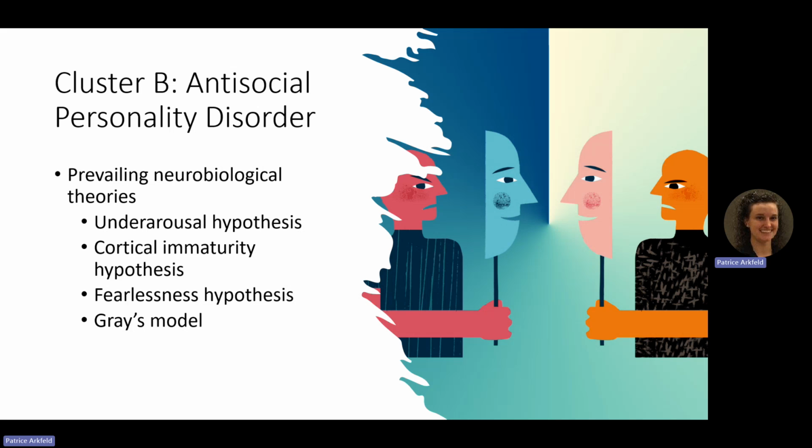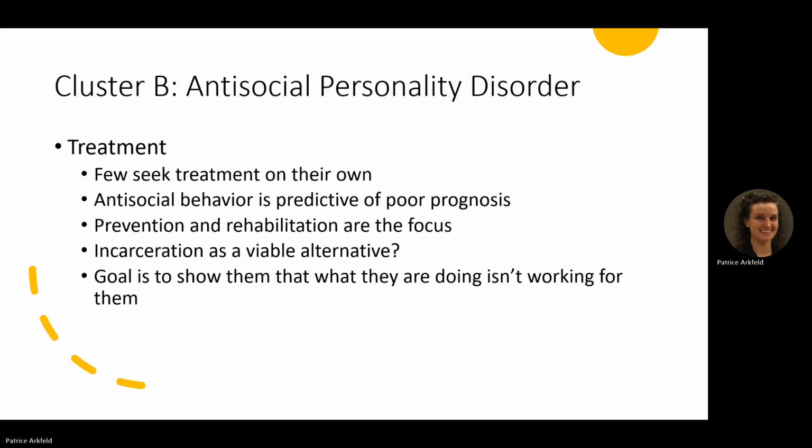Treatment for antisocial personality disorder is tricky because very few folks with antisocial personality disorder are going to go on to seek treatment. Antisocial personality behavior is predictive of a poor prognosis in treatment, specifically because they're not going to see the benefit in therapy.